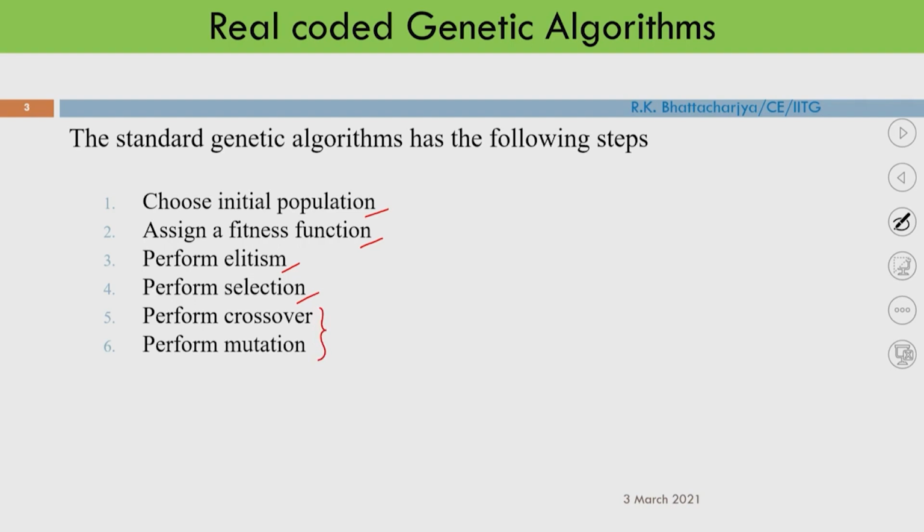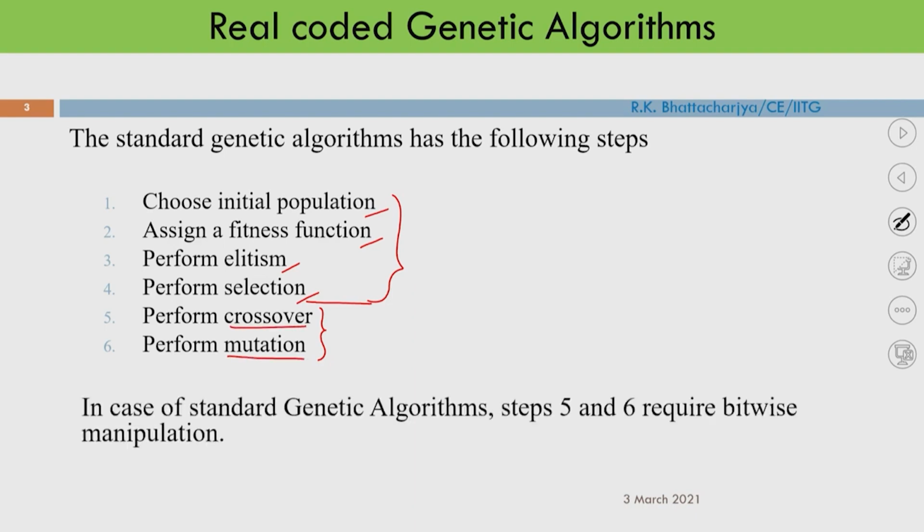Now, if you look at these 6 steps, step 1 to step 4, up to here I do not need the binary conversion. Binary conversion is not required, but I need the binary conversion to perform crossover and to perform mutation. Now, if I can have a different crossover, without doing binary conversion, if I can implement the crossover and mutation operator, then I can overcome the disadvantages of binary coded GA.